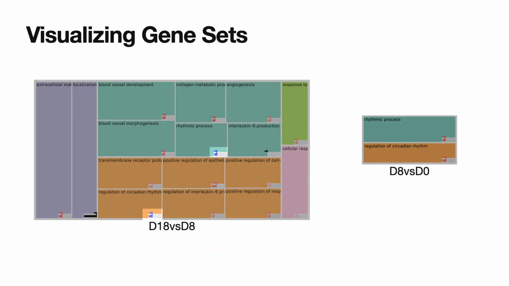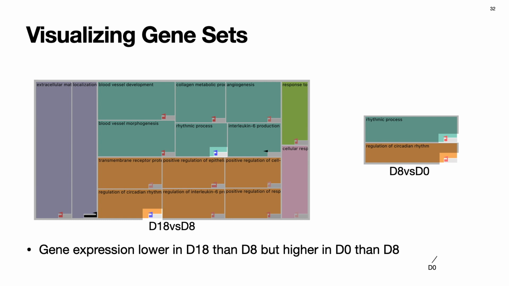We can now see how the genes associated with the GO terms are expressed under different conditions. While the expression is lower in day 18 than in day 8 as indicated by the blue color, it is higher in day 8 than in day 0, which means that it's actually highest at day 8. For a more detailed gene-centric analysis, the data can be exported as a simple CSV file.